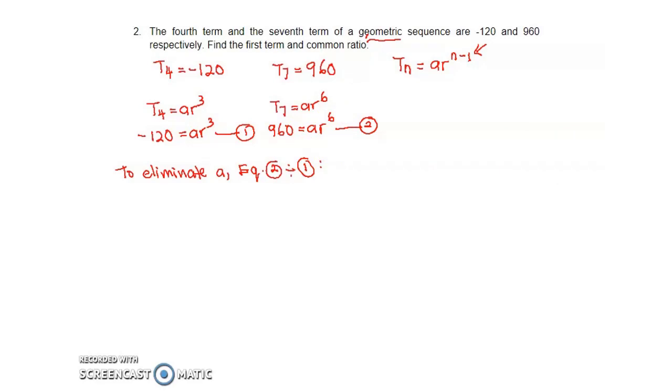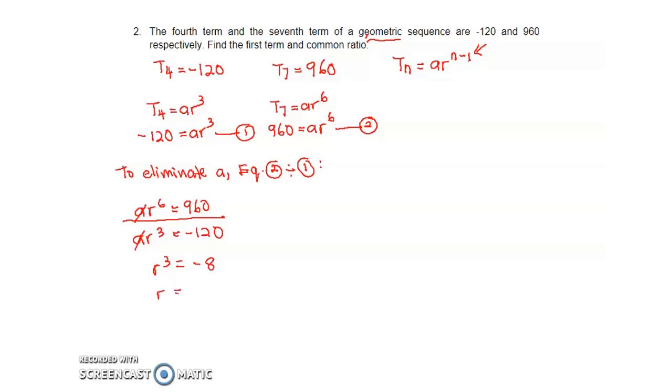Equation 2 is AR to the power of 6 equal to 960, divided by equation 1, AR to the power of 3 equal to negative 120. So A divided by A equals 1, so no more A. R to the power of 6 divided by R to the power of 3 becomes R to the power of 3, because 6 minus 3 equals 3. Here you apply the rule of indices. So 960 divided by negative 120 equals negative 8.